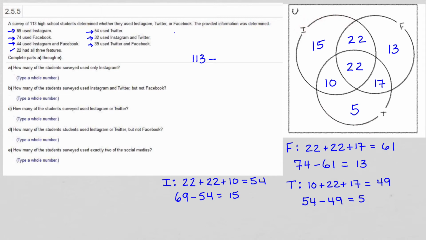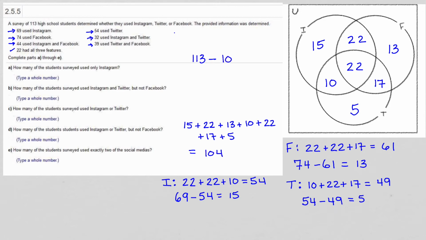So let's see what we have here. I have 15 plus 22 plus 13 plus 10, 22, 17, and 5. And that adds up to 104.